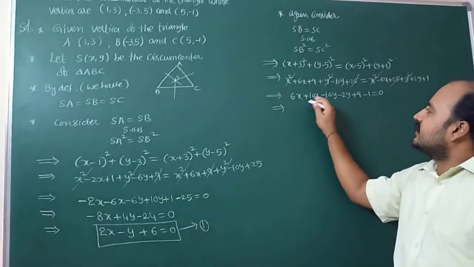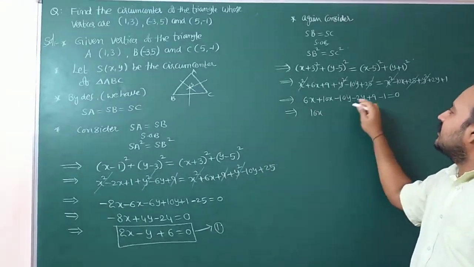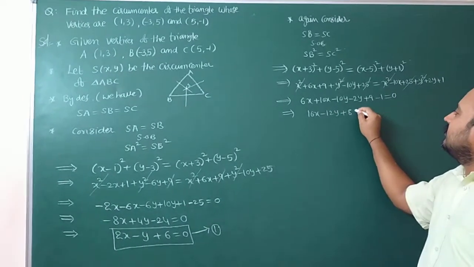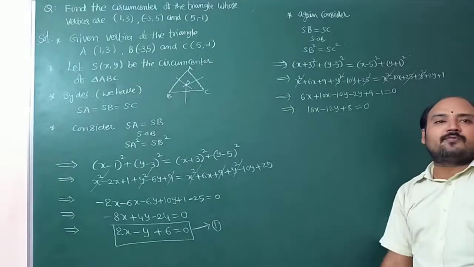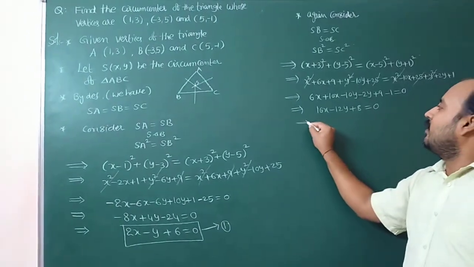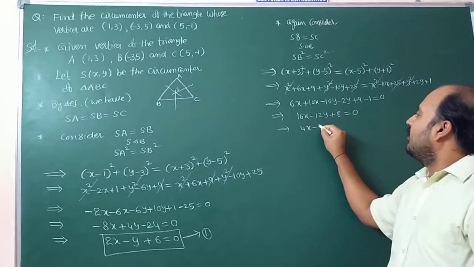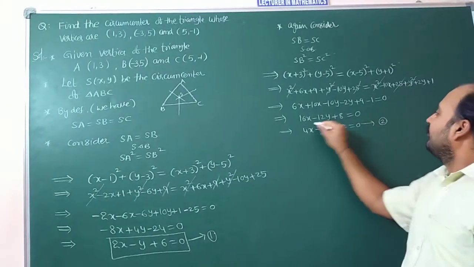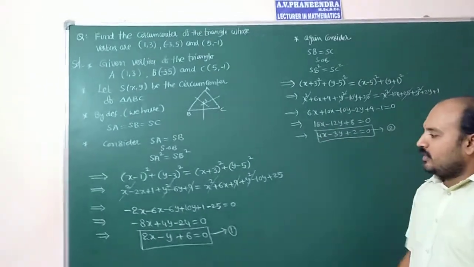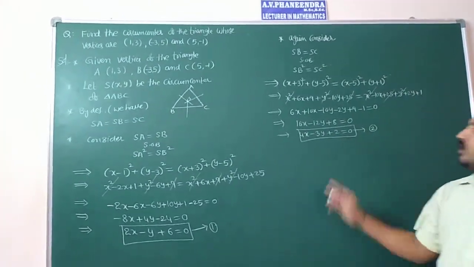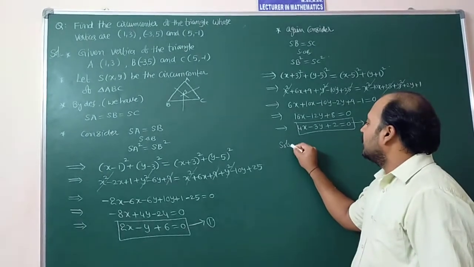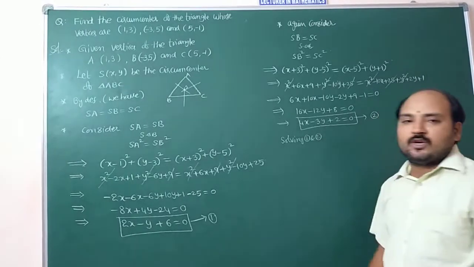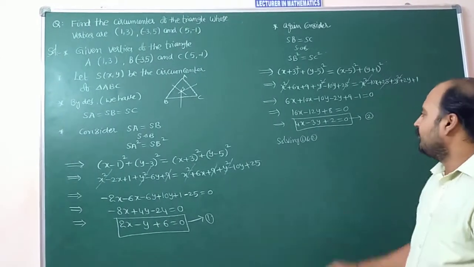That implies 6x plus 10x, 16x, minus 10y minus 2y, minus 12y. 9 minus 1 is 8. Again all are multiples of 4. So dividing by 4, 4x minus 3y plus 2 equal to 0. Equation number 2. Solving 1 and 2 equations, either cross multiplication method or elimination method. I am going to do that cross multiplication method.